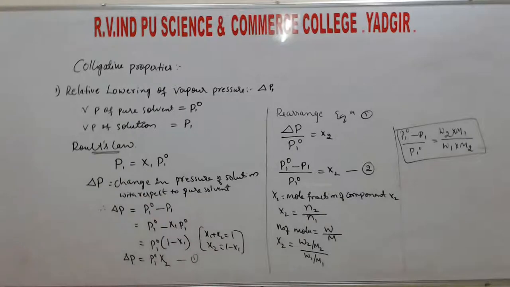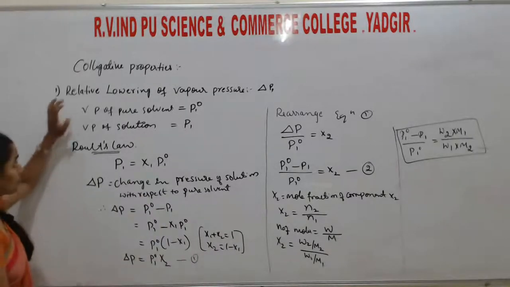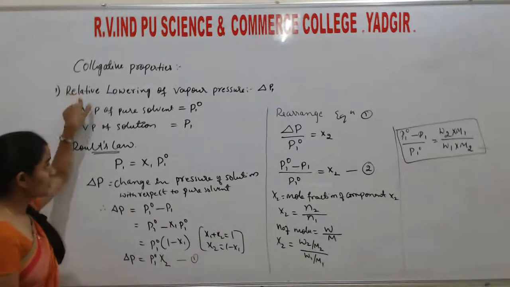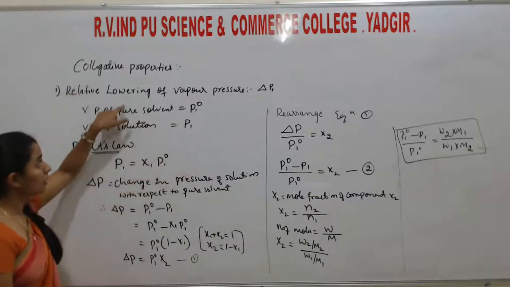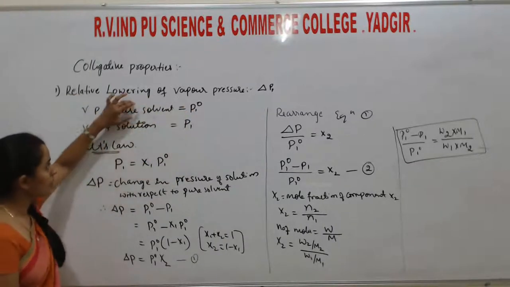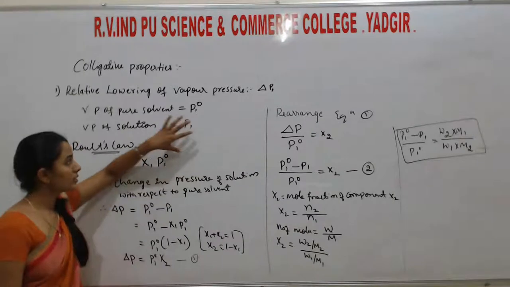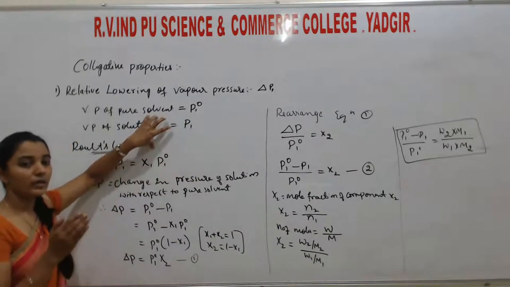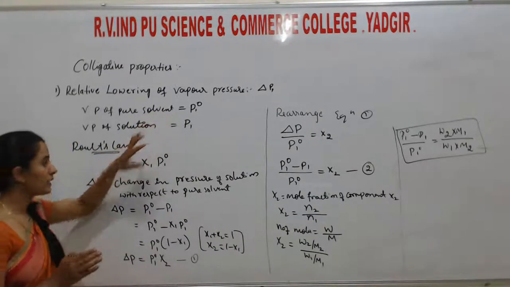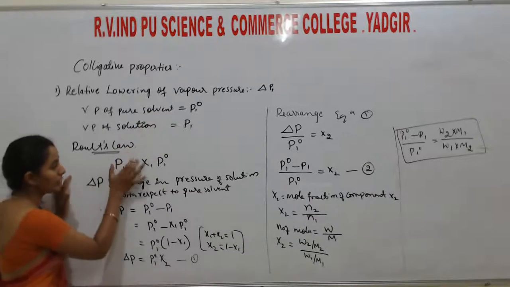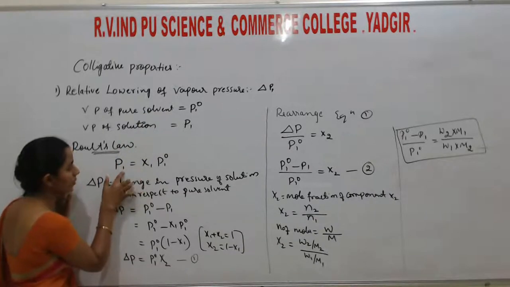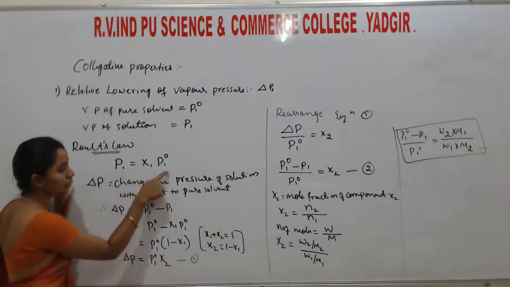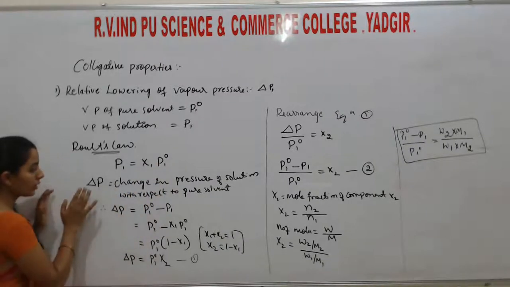What are we going to consider here? So listen, relative with respect to what? The pure solvent. Lowering of what? Vapor pressure. The pure solvent has high vapor pressure. If we add a solute, then the vapor pressure decreases. So we are going to consider Raoult's law, that is P1 is equal to x1 P1 naught. So, here what happened?